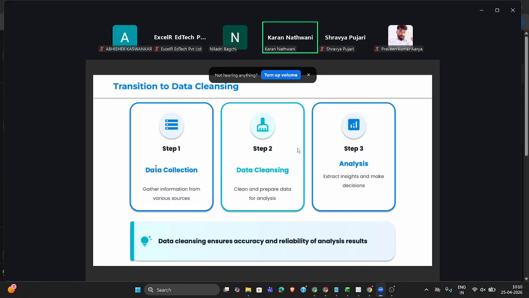If that information has not been filled in, what will you do in that case? Your analysis will not be complete unless all the columns are complete. That's what I meant: data cleansing means you need to prepare the data by filling in the missing details. Then comes the analysis, which is about decision making.